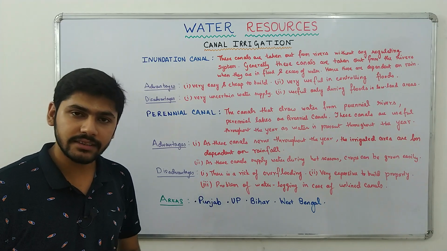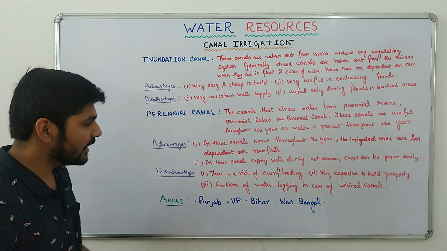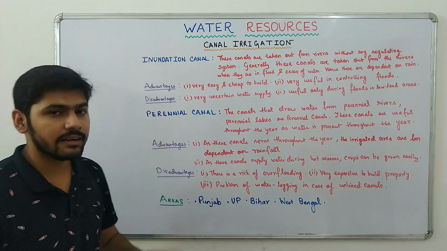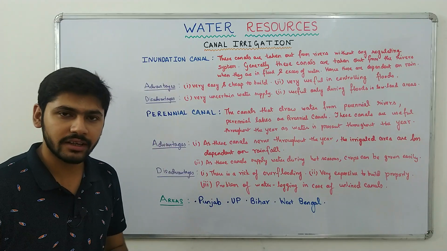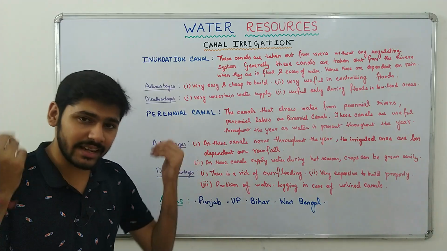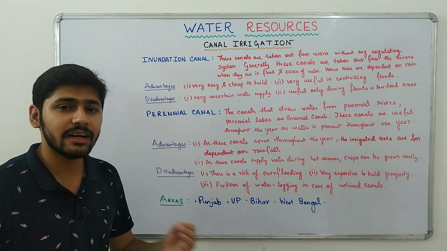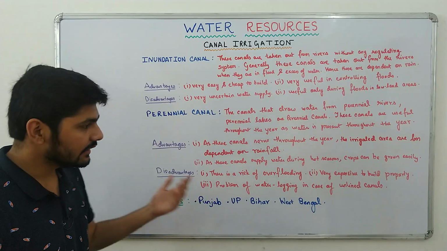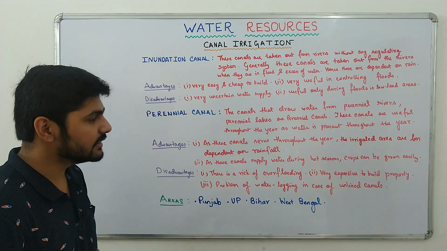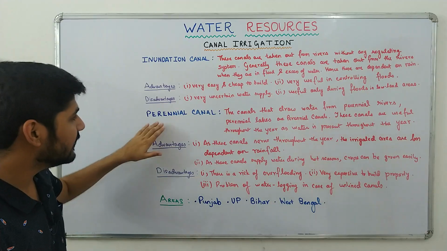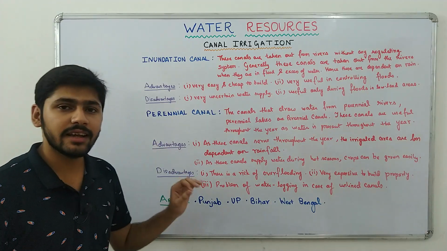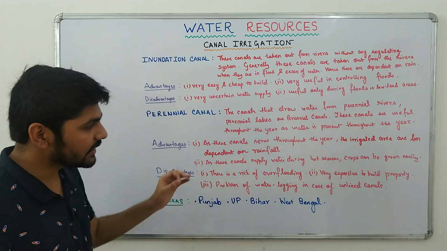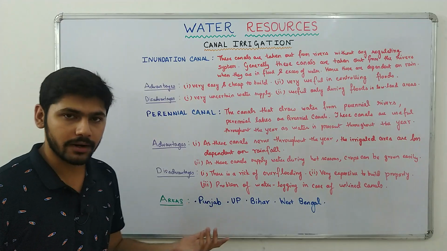What are the disadvantages? The first one, there is a risk of overflooding. Now first thing, perennial canals carry water all throughout the year. If the rainfall is very high, then perennial canals get overflooded, hence causing destruction to crops. The second one, it is very expensive to build properly. Now perennial canals need to be built very properly and they need to be lined. Okay, so it is very expensive to build properly.